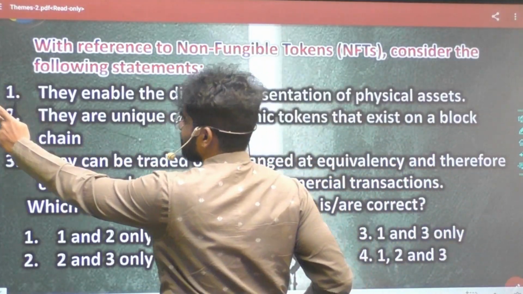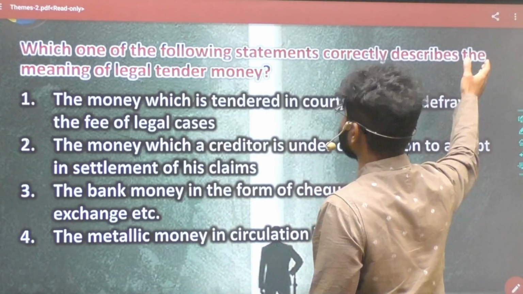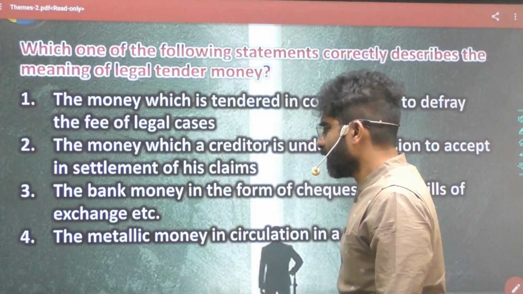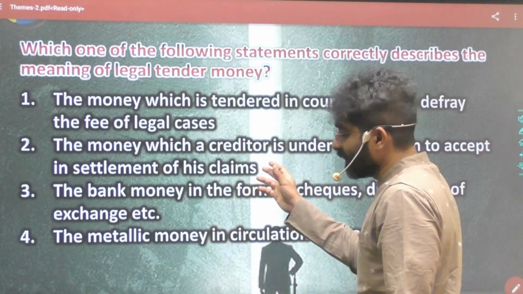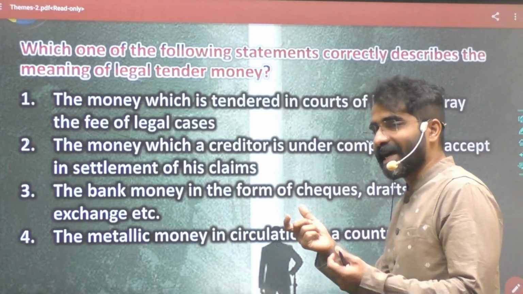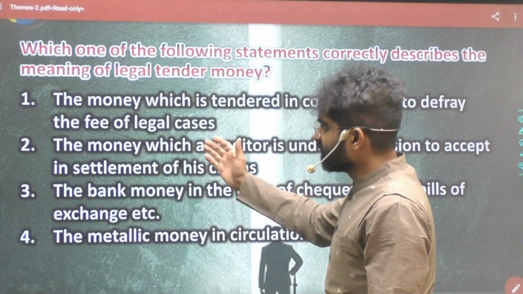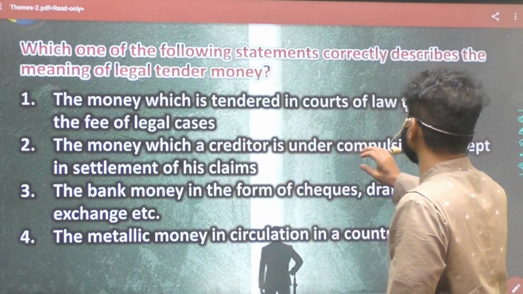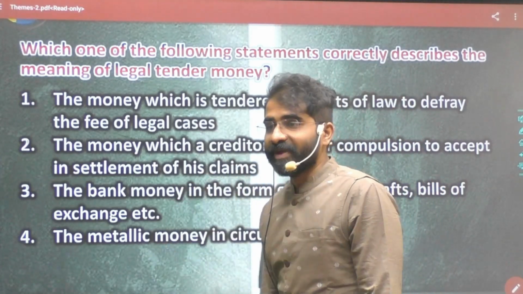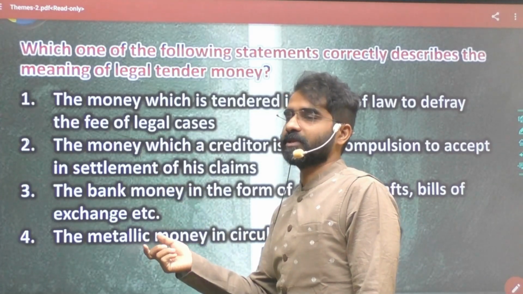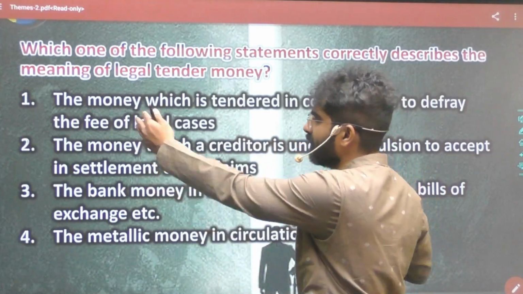Now let's go through the questions which were asked. Which one of the following statements correctly describes the meaning of legal tender money? It's a simple question. Bank money in the form of checks, drafts, bills are not fungible, they are fiduciary. These will be accepted based on trust, but they are not legal tenders. The second option, the money which a creditor is under compulsion to accept in settlement of his claim. Here there is a compulsion to accept. It is not fiat; it has to be a legal tender if there is a compulsion to accept. So in this question, the second one is the answer.